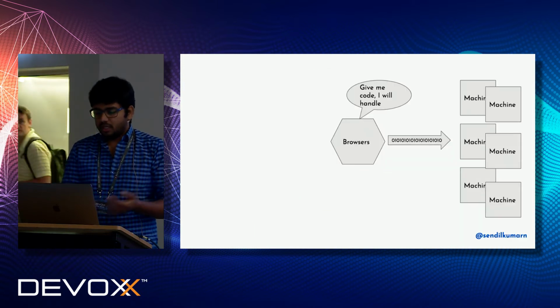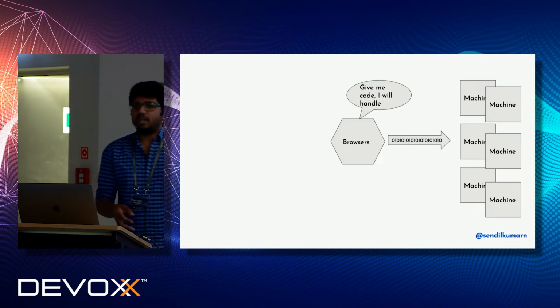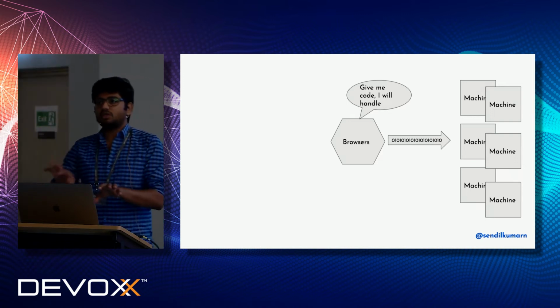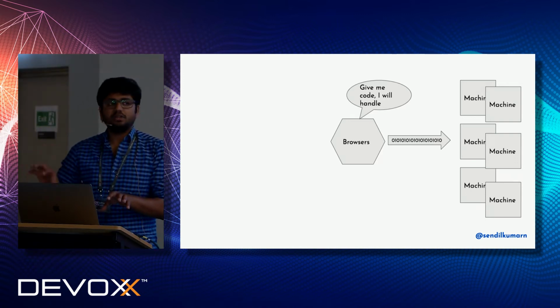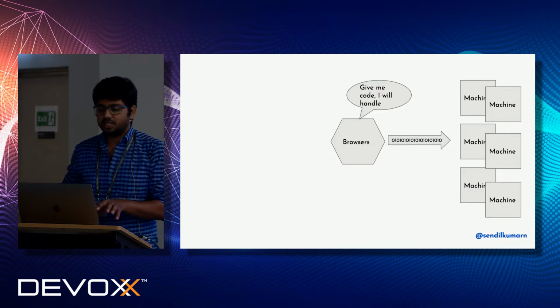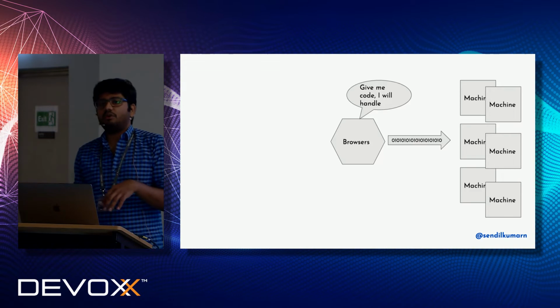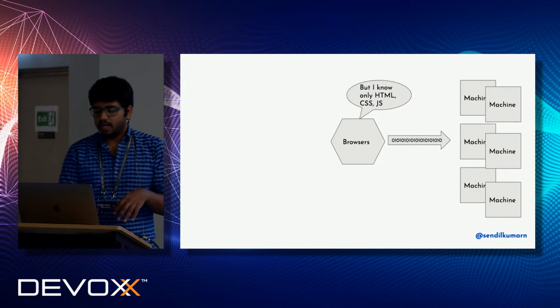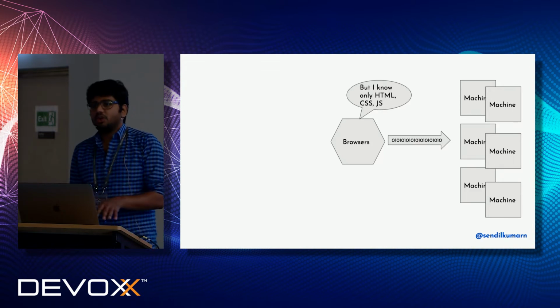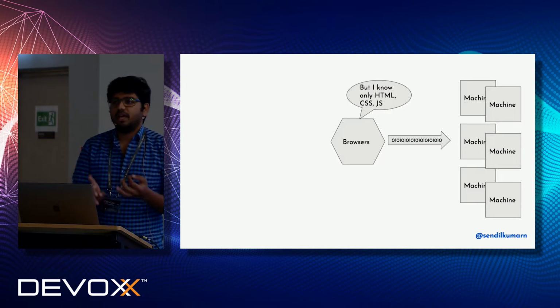So how does it work? The browser sits on top of these multiple architectures. Browsers take care of all the conversion of your code into something that runs on multiple different architectures. It just says, give me some code, I'll run it for you, irrespective of the architecture in which I'm going to run. But browsers know only HTML, JavaScript, and CSS.